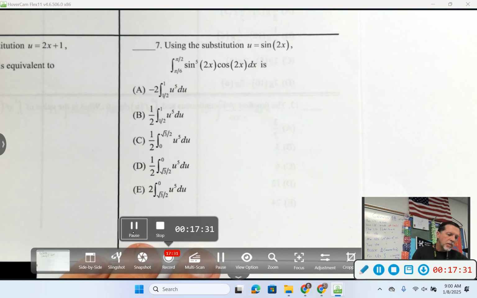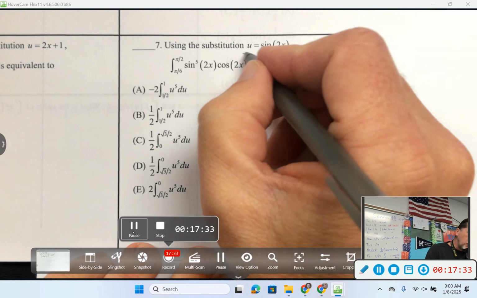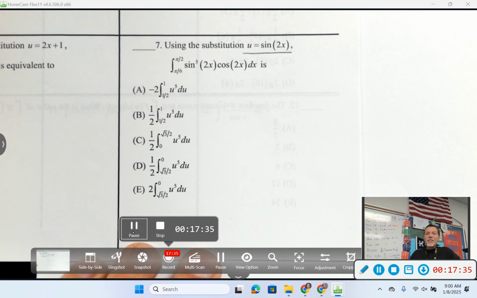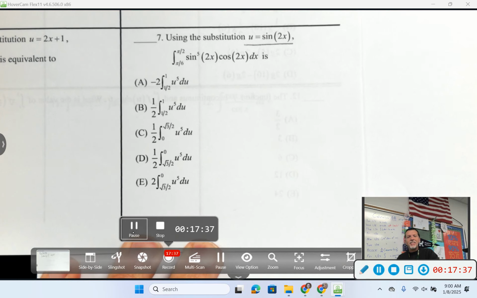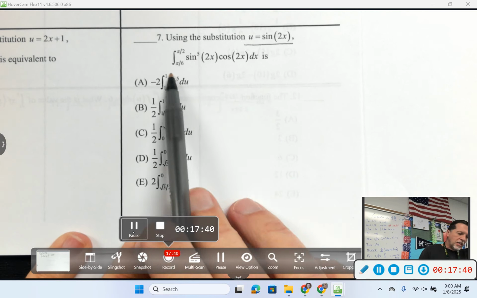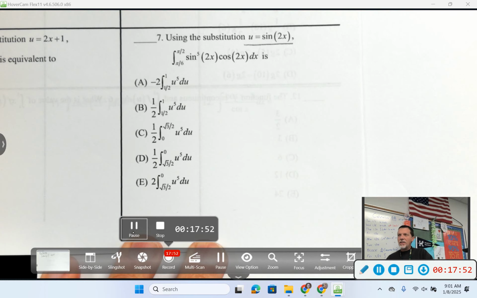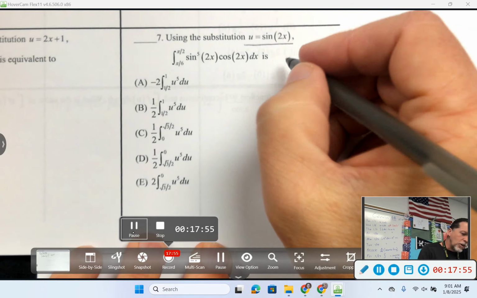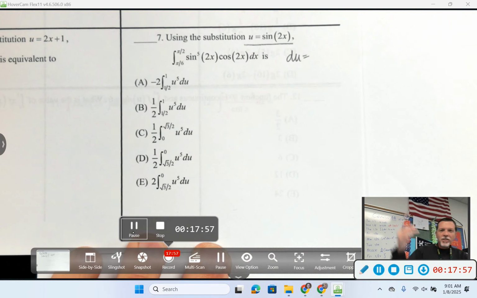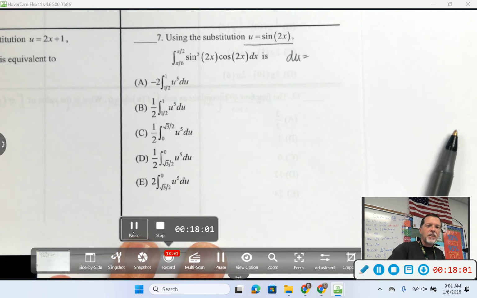Harder than 6. Using the substitution u equals sine of 2x. So they're telling you which substitution to use. That's kind of nice. This integral is the same as which one of these. So you don't actually have to solve the whole problem. All you have to do, like, it's easy. You have to switch all the x stuff to u stuff, but stop there. So why don't you see if you can do number 7. Basically, you work the problem like normal. It's just you're going to get to stop before you take an antiderivative.